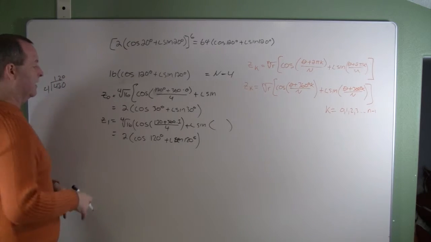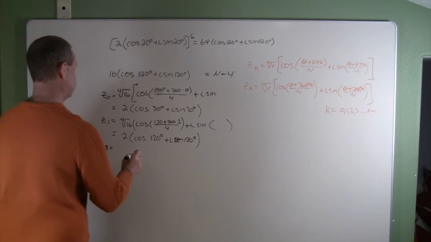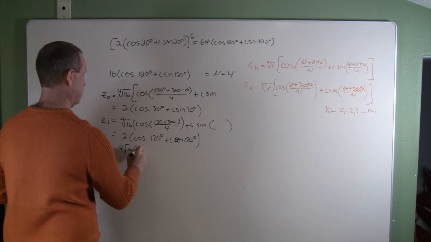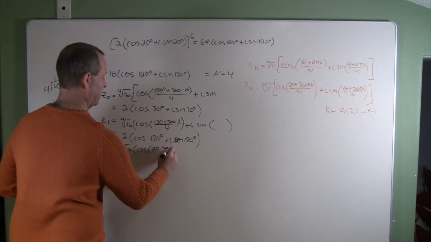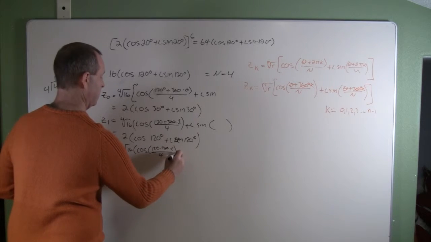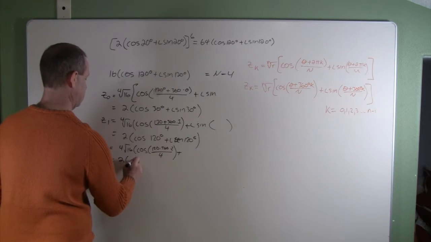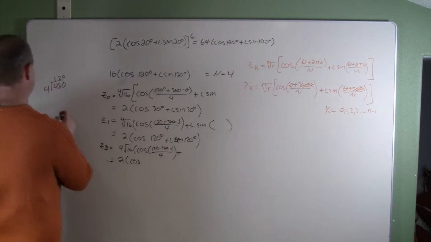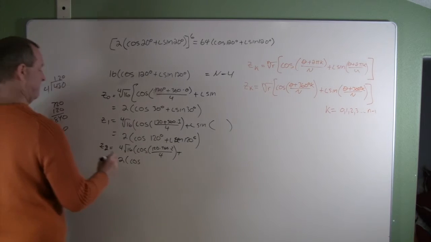All right. Same process for Z2: fourth root of 16 cosine of (120 plus 360 times 2) all over 4, plus i sine, that equals 2 cosine. 360 times 2 is 720, 720 plus 120 is 840. Divide that by 4, gives me 210.